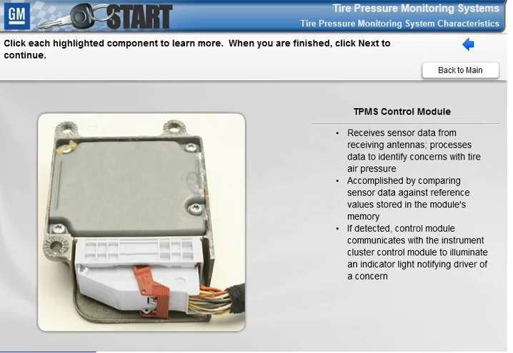The TPMS control module receives the sensor data from the receiving antennas. It processes the data to determine if there is a concern with the air pressure in any of the tires. The control module compares sensor data against reference values stored in the module's memory. This comparison enables the control module to identify discrepancies or faults. If faults are found, the module communicates with the instrument cluster control module. The system will illuminate an indicator light notifying the driver of a concern.